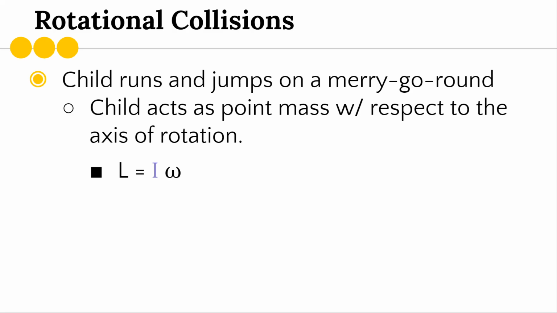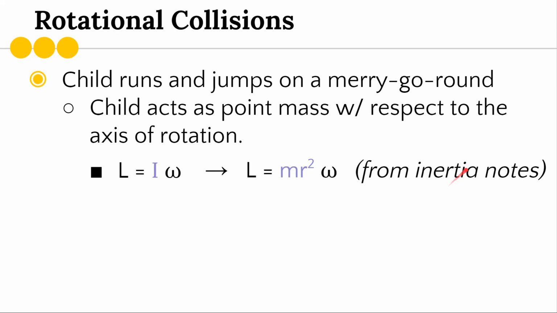So let's take a look at this scenario. Same thing: child runs and jumps on a merry-go-round. Child acts as a point mass with respect to the axis of rotation. So we've looked at our equation for angular momentum, and we're going to deal with the child-merry-go-round system. And we know that L, the angular momentum of that system, is equal to I times omega. If I'm looking at just the child to begin with and the child's angular momentum, then the child would be a point mass, and the moment of inertia equation for a point mass is mr squared. And so I could write that the angular momentum of the child initially is mr squared times omega.